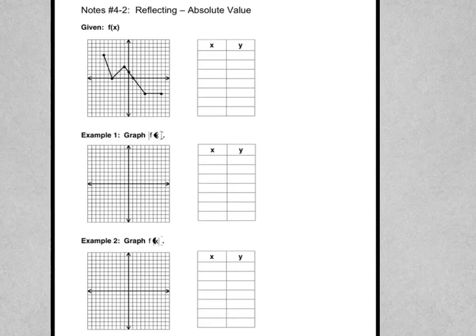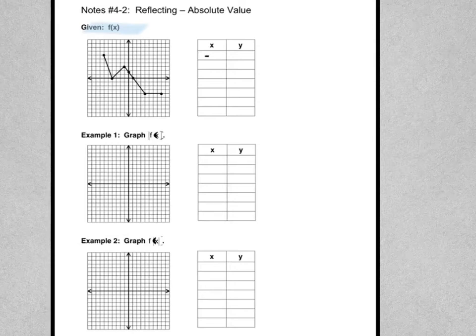All right, on 4.2, we're doing a little more reflecting. We're reflecting of absolute value. So again, let's write some points from our original function, which is f of x. That's our original function. And so let's write these points, just as they are listed on this graph.